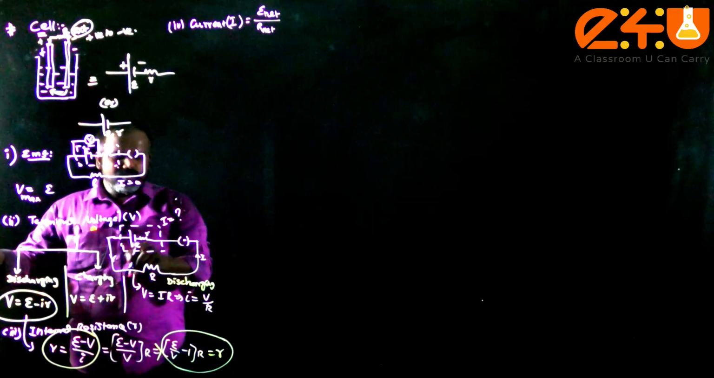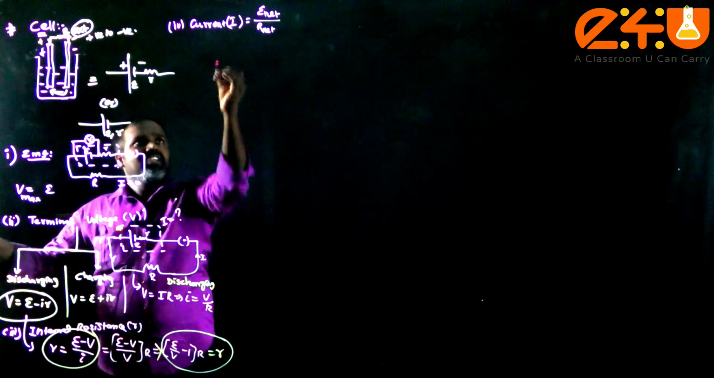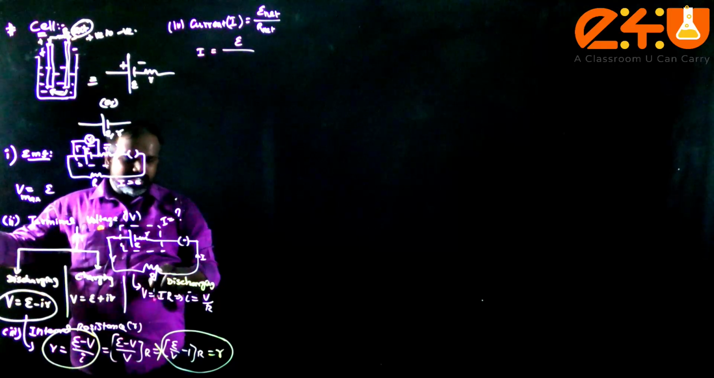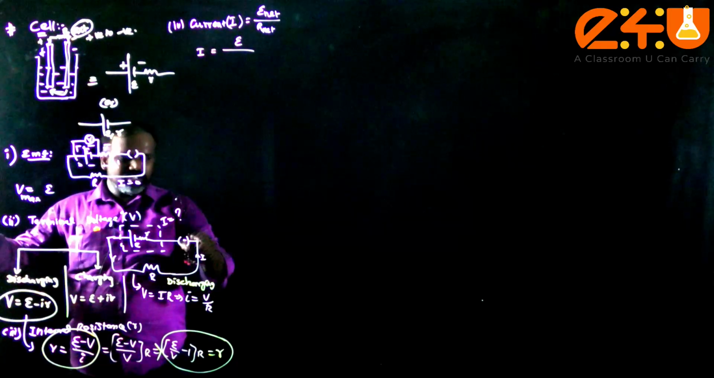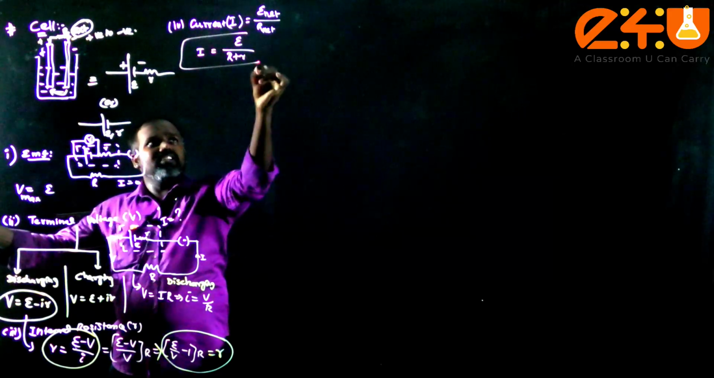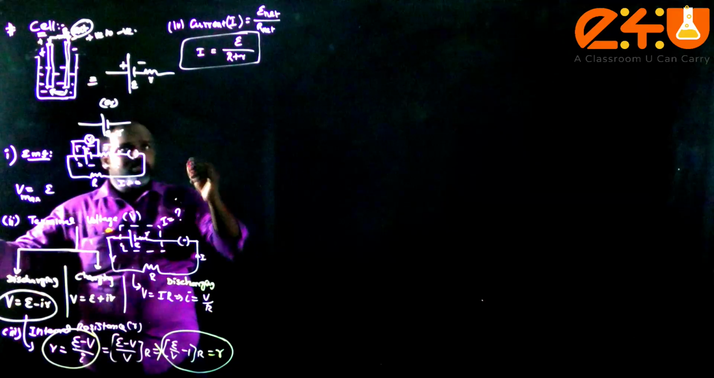Since here we are using only one cell of EMF E, I can write that I is equal to E divided by R net. We know that these two resistances are in series, therefore R plus r. So this is the general expression for current delivered by the cell during the discharging process.